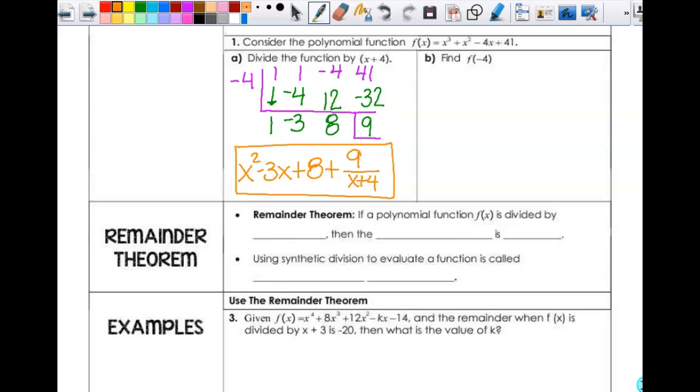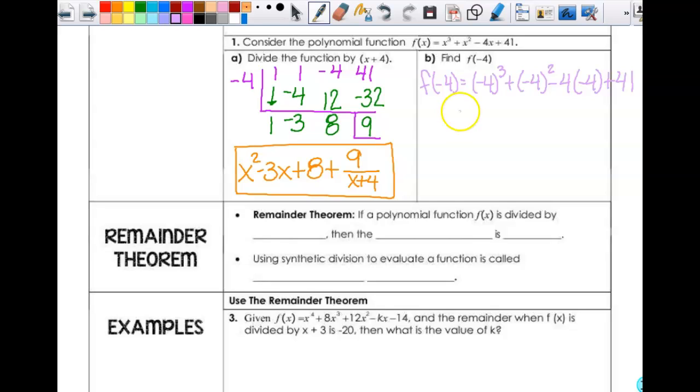Okay, so then the other part to this is we want to find f of negative 4. We just want to evaluate this function. So f of negative 4 is going to be negative 4 cubed plus negative 4 squared minus 4 times negative 4 plus 41. Right? That's how we evaluate.